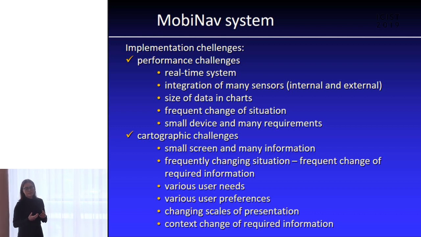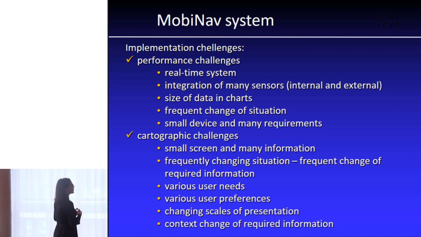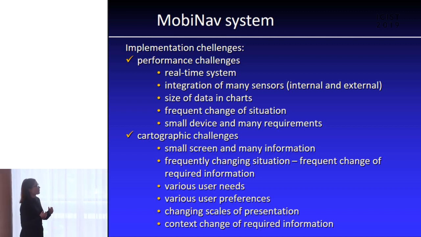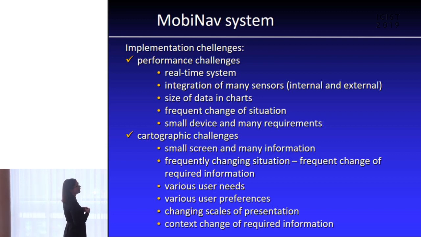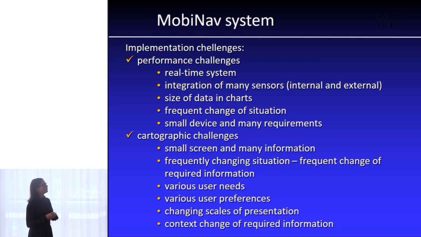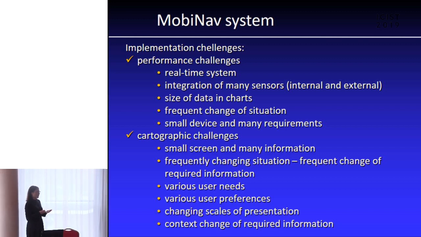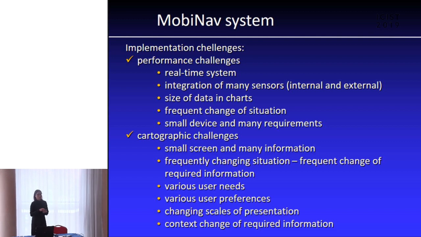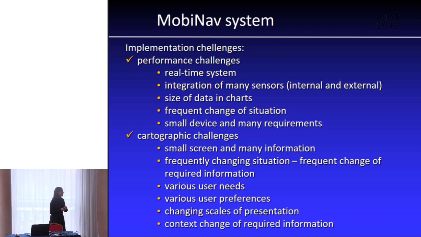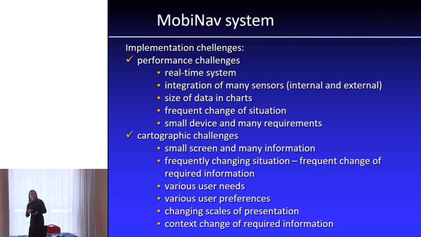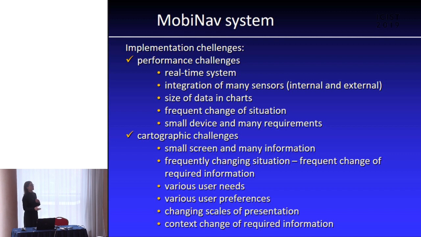While building the system, we encountered many challenges. The main ones are performance challenges and cartographic challenges. For example, real-time system, integration of many sensors, both internal from the device and external, size of data in maps, frequent change of situation on board of the vessel, small devices and many requirements. And the cartographic challenges: small screen of a mobile phone and much information on it, frequently changing situation on our map, various user needs and preferences, changing scale of presentation of our map, and context change of required information, of course.